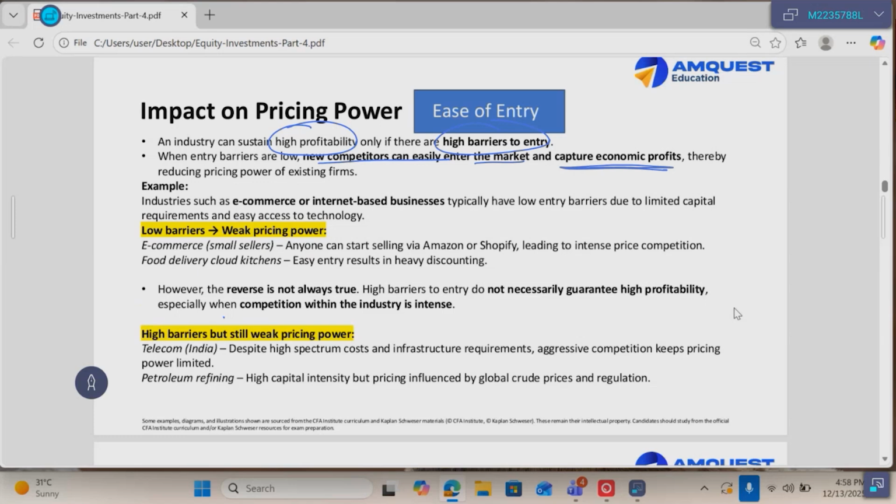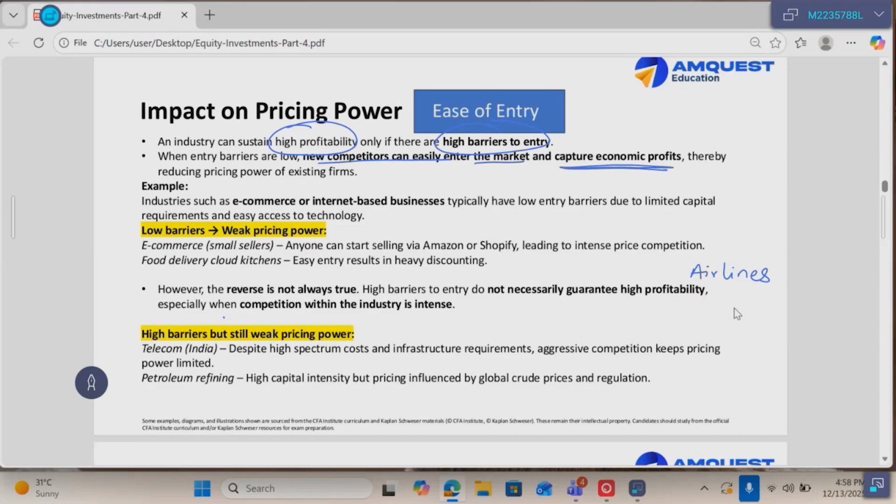However, the reverse is also not true. High barriers to entry do not necessarily guarantee high profitability. The best example is airlines. It's not easy to start an airline business, and the profitability of airlines is very low, especially when the competition within the industry is intense. High barriers, but still weak pricing power: telecom. As I've said, if both companies decide to collaborate, they can increase the price, but more than collaborating, they are really bent on fighting each other and engaging in price wars.